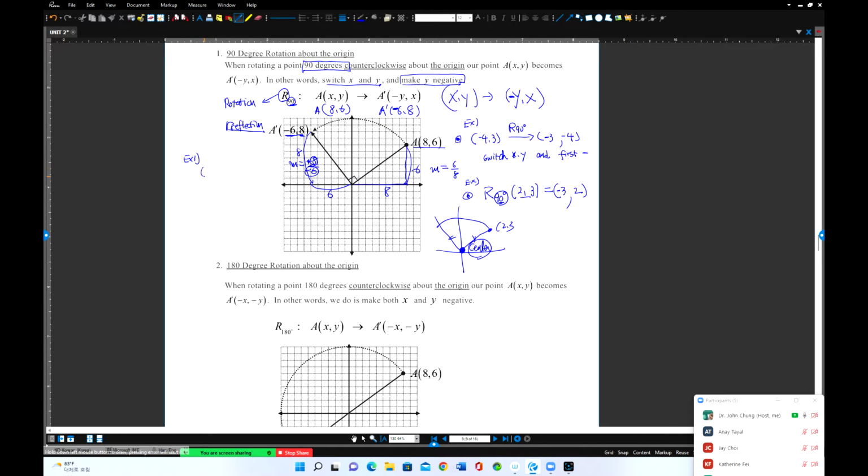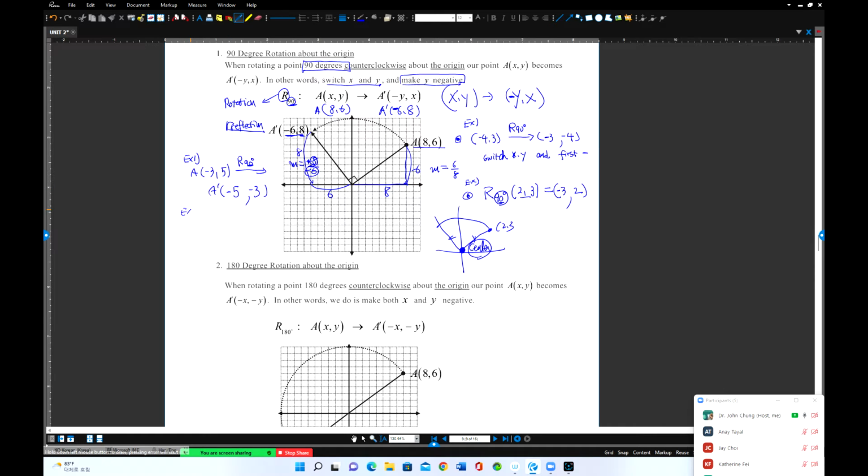I have (-3, 5). Rotate clockwise 90 degrees. What is the coordinate of its image? Still 90. The rule is switch X and Y, and put one more negative sign on the first number. Switch, then the first number is negative. That's it.